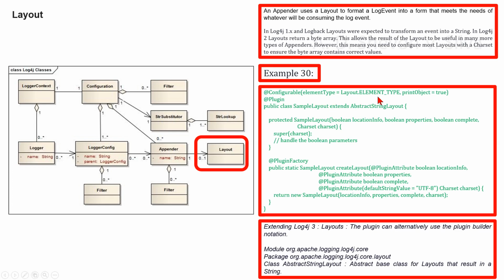The printObject should be set to true if the plugin's toString method provides a representation of the object and its parameters. The name of the plugin must match the value the user should use to specify it as an element in their appender configuration. The plugin must also provide a static method annotated with @PluginFactory, with each of the method parameters annotated with @PluginAttribute or @PluginElement as appropriate. The plugin can alternatively use the plugin builder annotation.